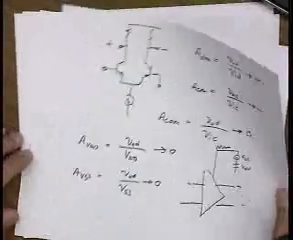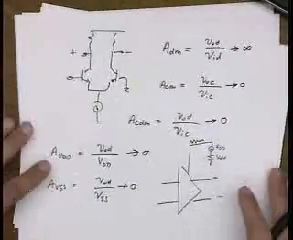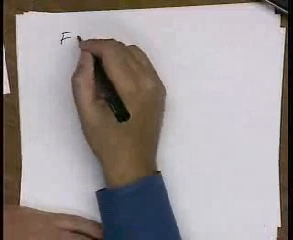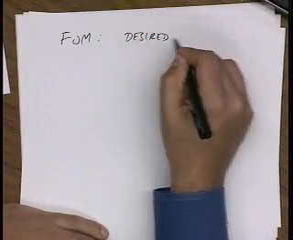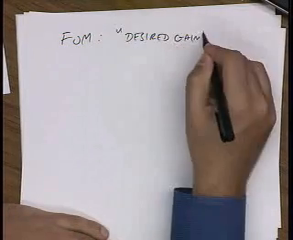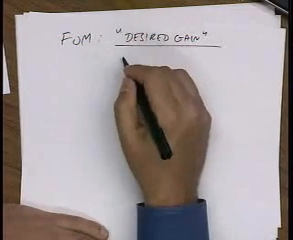And a good metric to define for these amplifiers is the ratio of desired to undesired. So if the figures of merit are kind of the desired gain over the undesired gain.